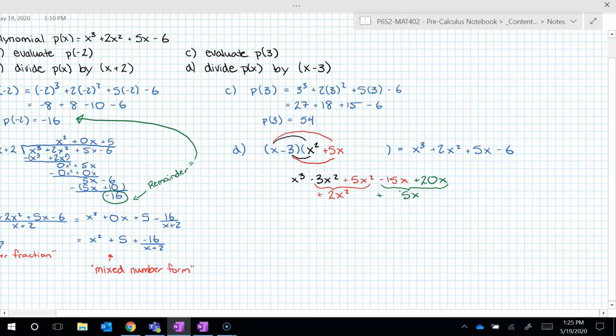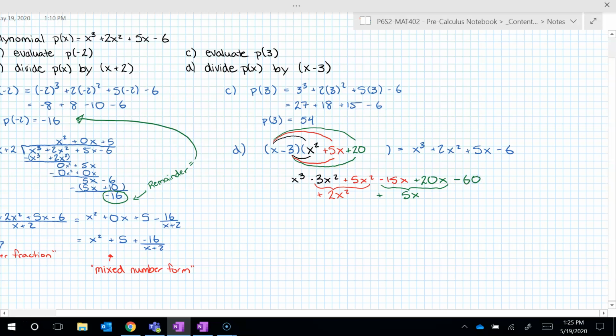So how am I going to get 20x's? By multiplying x times 20. I'll do x times 20 to get the 20x's, but again, I have to do the negative 3 times 20 as well, which gives me negative 60.